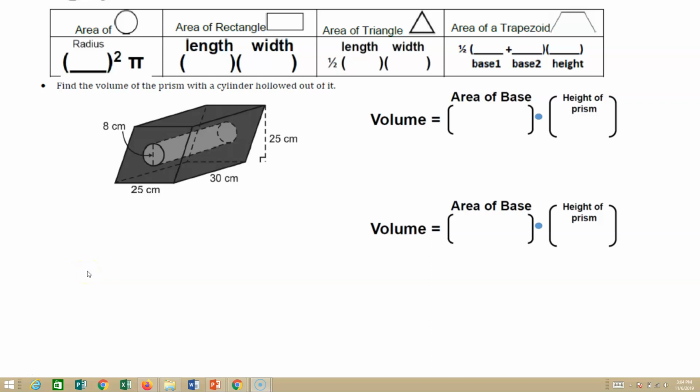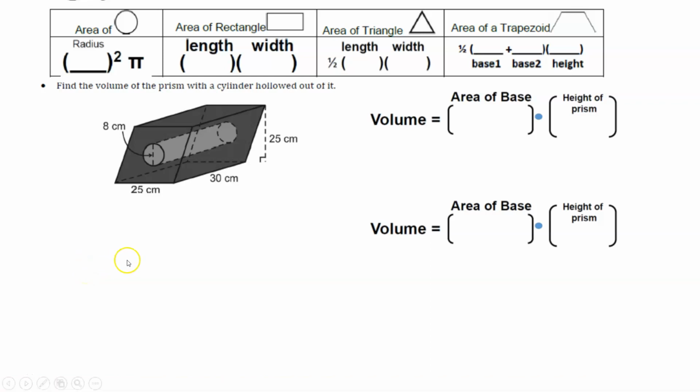Welcome back, and we'll finish out the rest of the credit right now with this problem here, finding the volume of a prism with a cylinder hollowed out. So this one's going to be a little different. Since the cylinder is hollowing out the other shape, we're going to be subtracting these two, for no other reason than it's hollowing out. So we're taking away the cylinder from the volume of the prism.